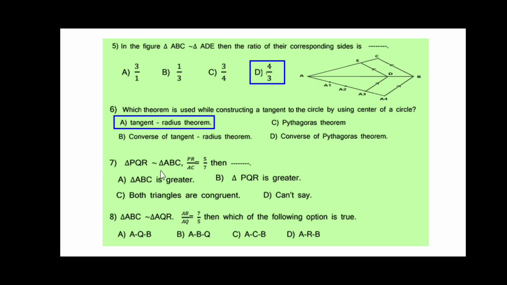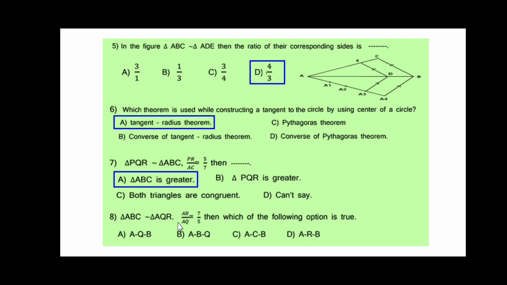Triangle PQR is similar to triangle ABC. This PR upon AC will be 5 upon 7. Then triangle ABC is greater, triangle PQR is greater, or both triangles are congruent, can't say. Here the option is first. Triangle ABC is greater because for AC they have given 7.